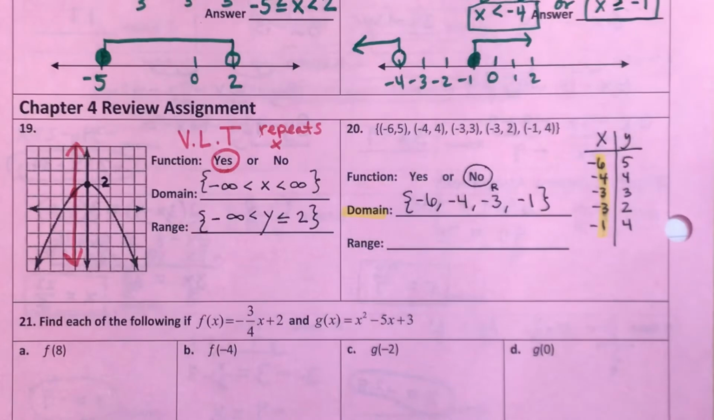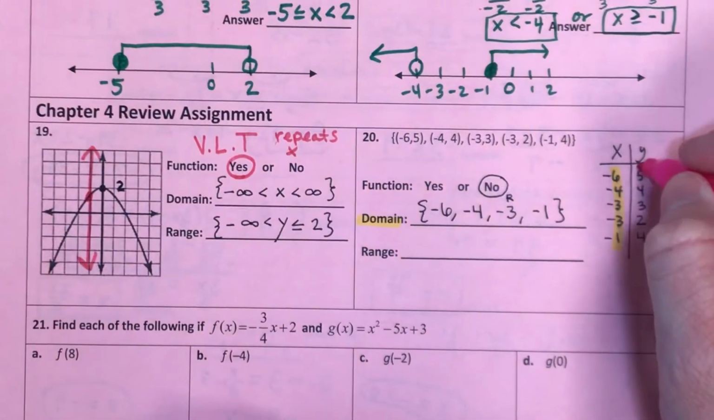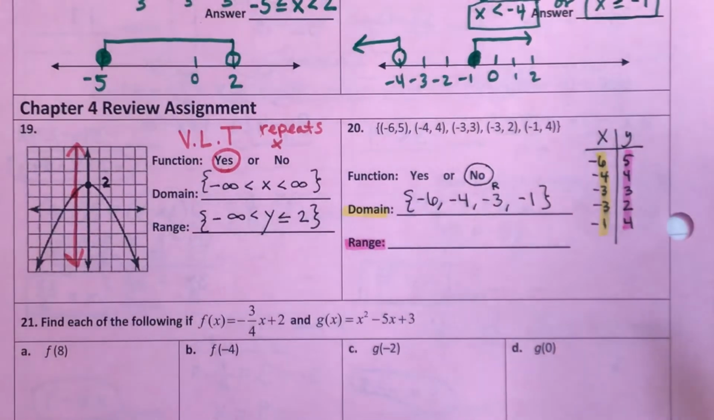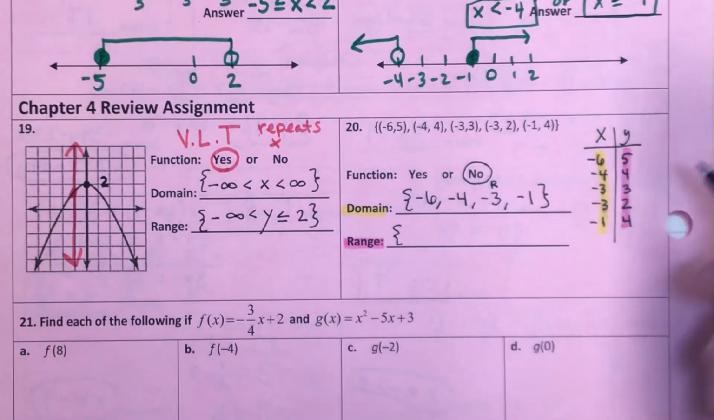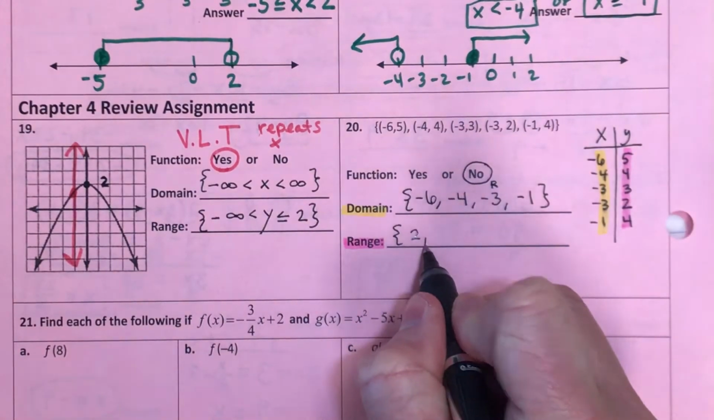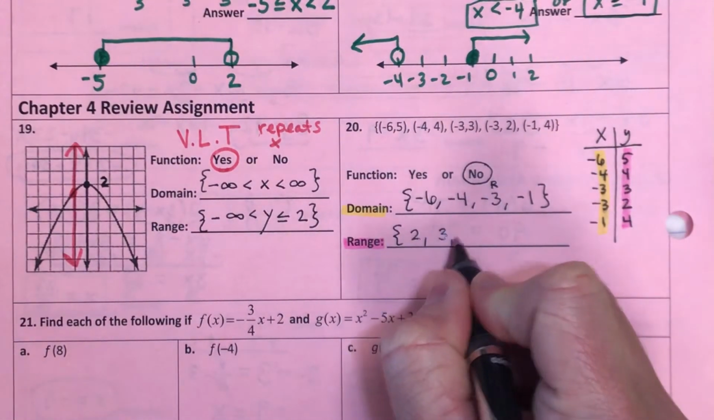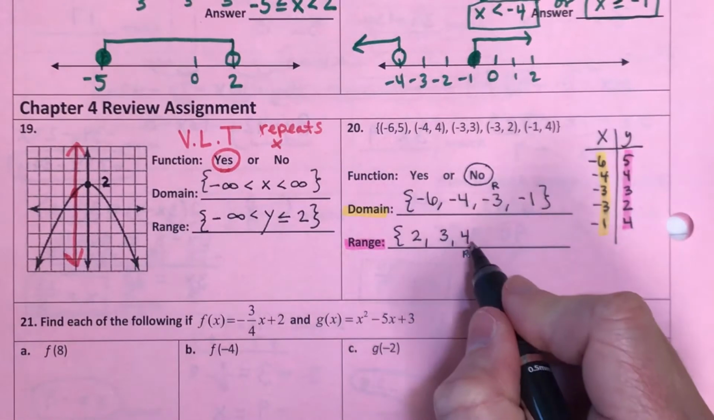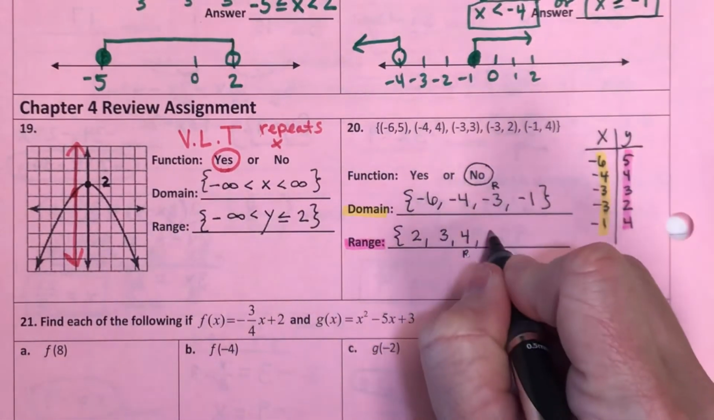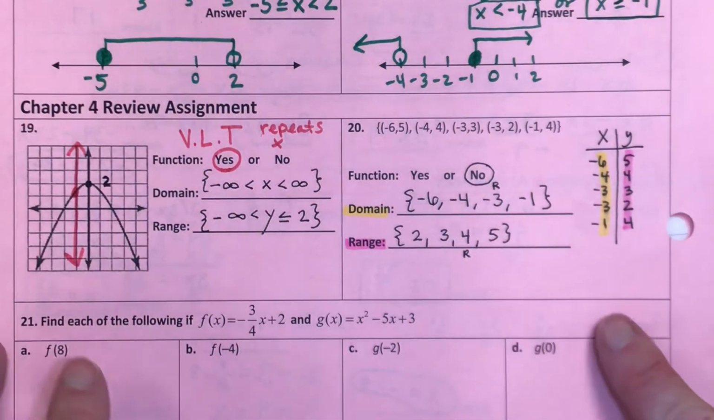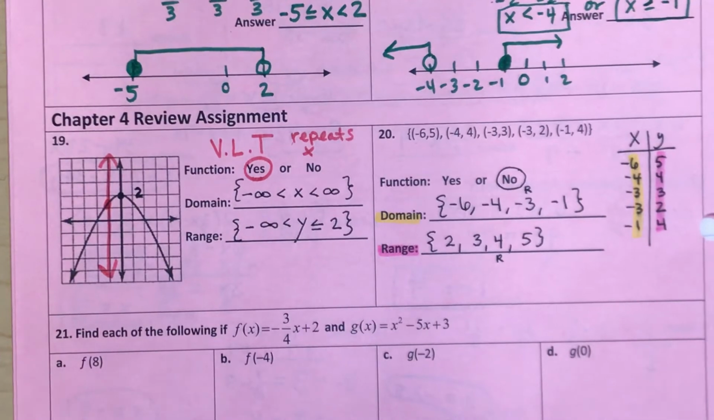Now, the y values that you have over here in this column are for your range, and so we're going to order those from least to greatest again. Don't list repeats. The smallest value I see is a 2, then I see a 3, then a 4. Don't list the repeat. It doesn't matter that your 4 repeats for your range, and then 5. But in your list, don't list out the repeats. And that is domain and range.